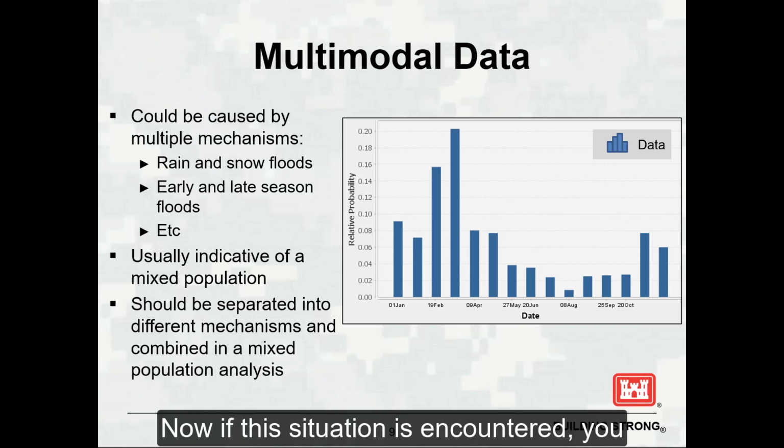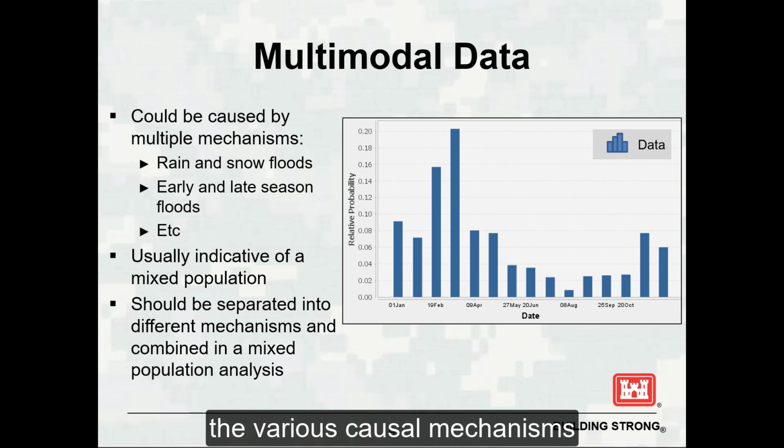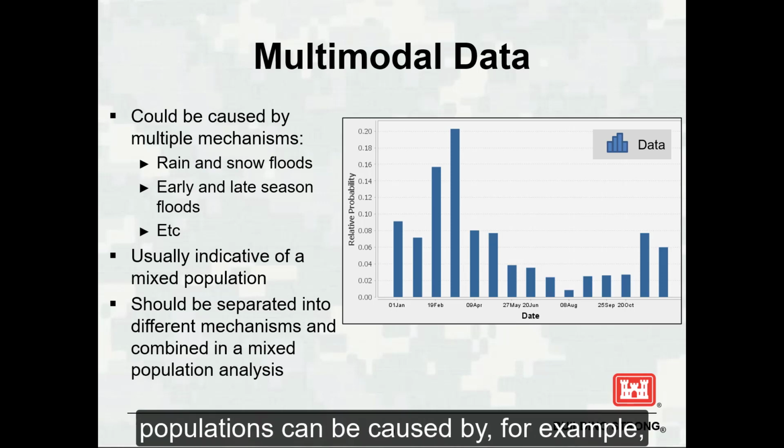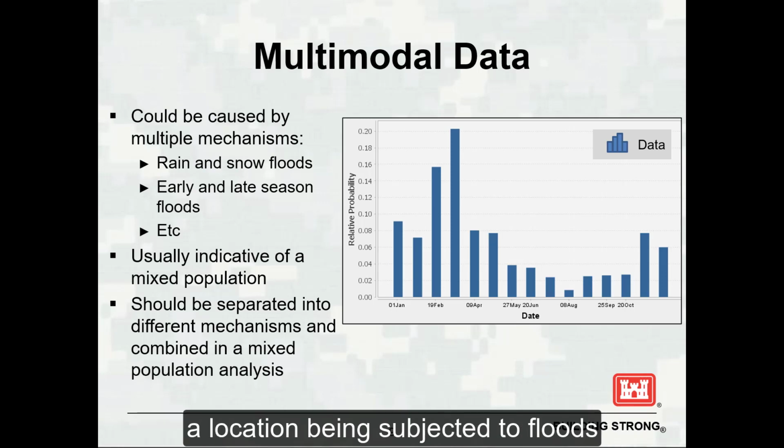Now, if this situation is encountered, you definitely should work on separating out the various causal mechanisms into their individual data sets. Mixed populations can be caused by, for example, a location being subjected to floods emanating from rain on snow events, summer thunderstorms, extratropical storms, or tropical storms. Now, it's unreasonable to expect that a single model could fit and accurately predict the probability distribution of floods due to all of these mechanisms.